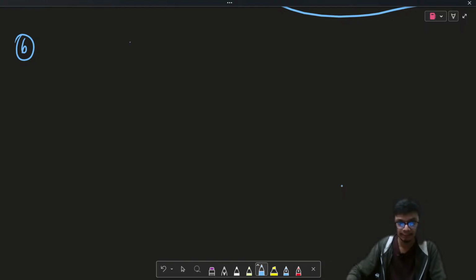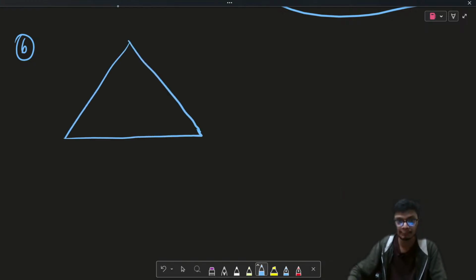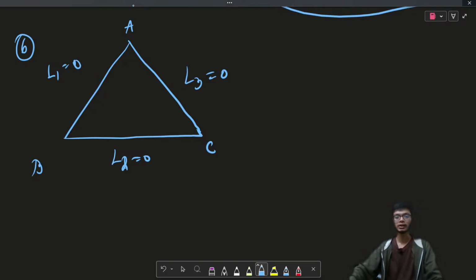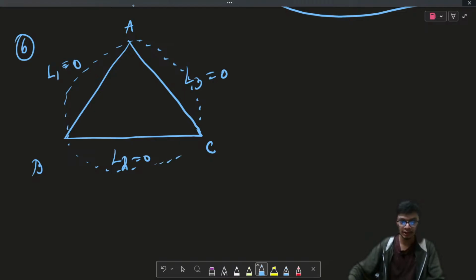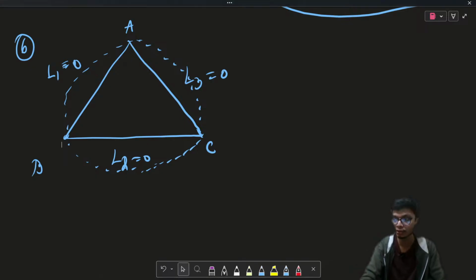Let us say I give you a triangle, with all 3 sides of the triangle given. Let us say this is my A, B and C, and the 3 sides are given as L1 equals 0, L2 equals 0 and L3 equals 0. So these are the 3 equations of the lines of the sides of the triangle, right? Now if I want to find the equation of the circumcircle of this triangle ABC, the circle passing through these 3 points A, B, C, that also we can easily do.